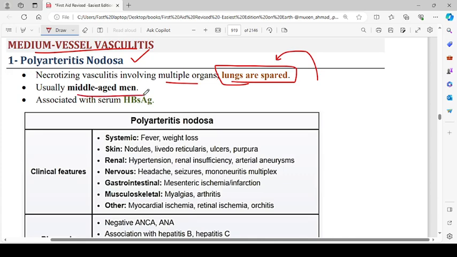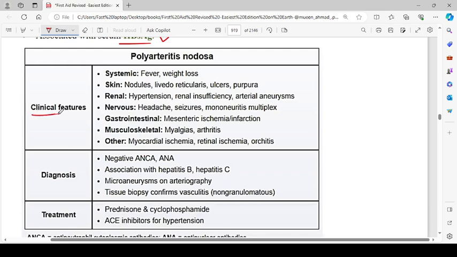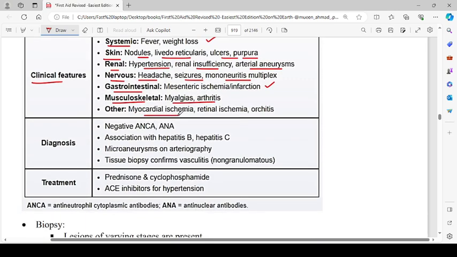Usually it affects middle-aged men, and it is associated with serum hepatitis B surface antigen. The clinical features of polyarteritis nodosa: systemic findings include fever and weight loss. The skin findings include nodules, livedo reticularis, ulcers, and purpura. The renal manifestations are hypertension, renal insufficiency, and arterial aneurysms. The nervous manifestations are headaches, seizures, mononeuritis multiplex. Gastrointestinal include mesenteric ischemia and infarction. The musculoskeletal problems are myalgias and arthritis. And others include myocardial ischemia, renal ischemia, and orchitis.